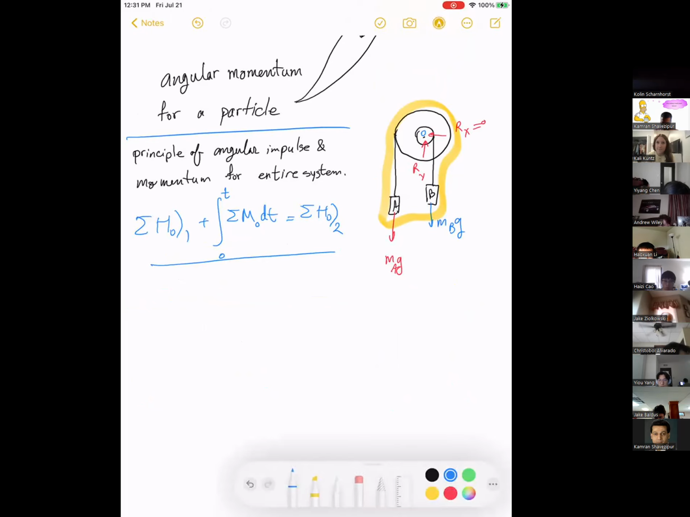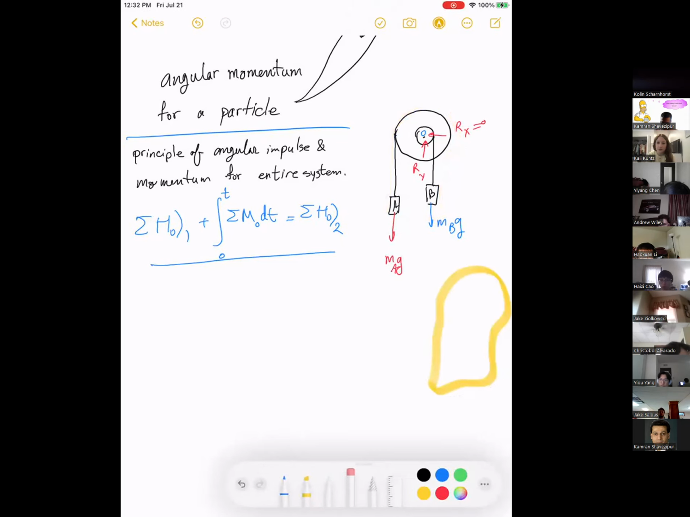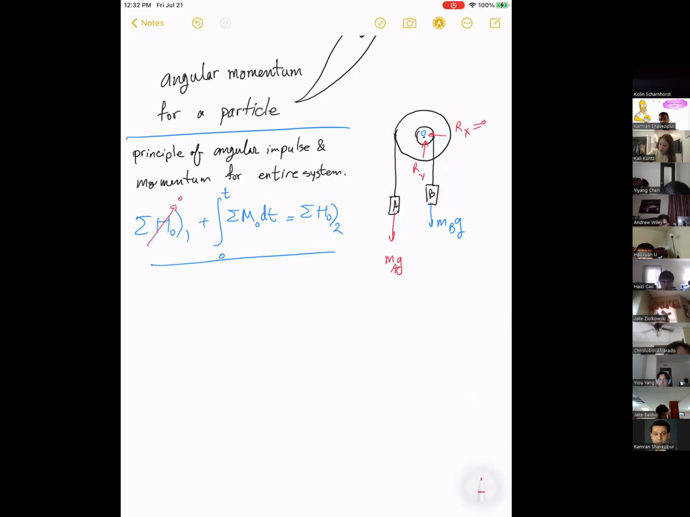Let me clean this a little bit. Now that we know what the system is, I can get rid of this. Okay. Now, the system starts from rest, so no velocity, no angular velocity, nothing. So H about O will be 0.